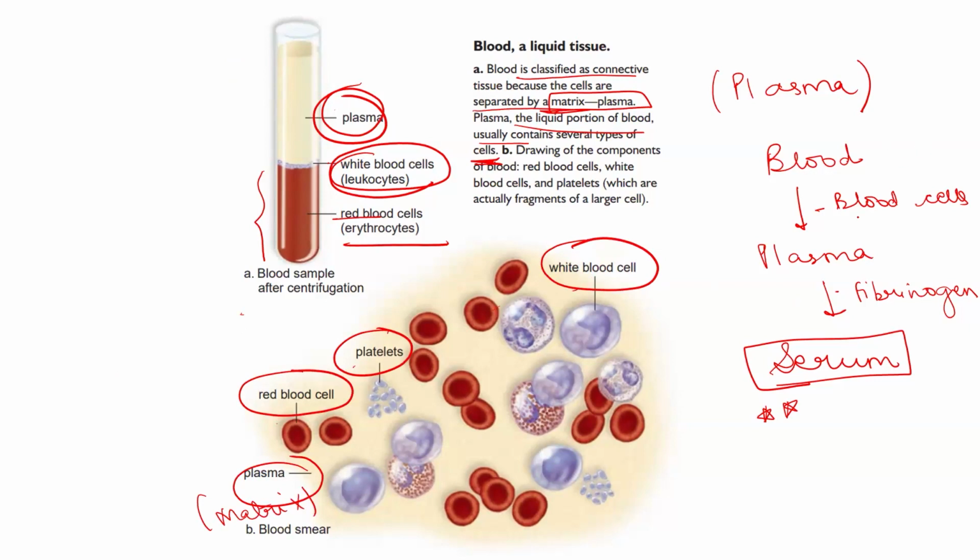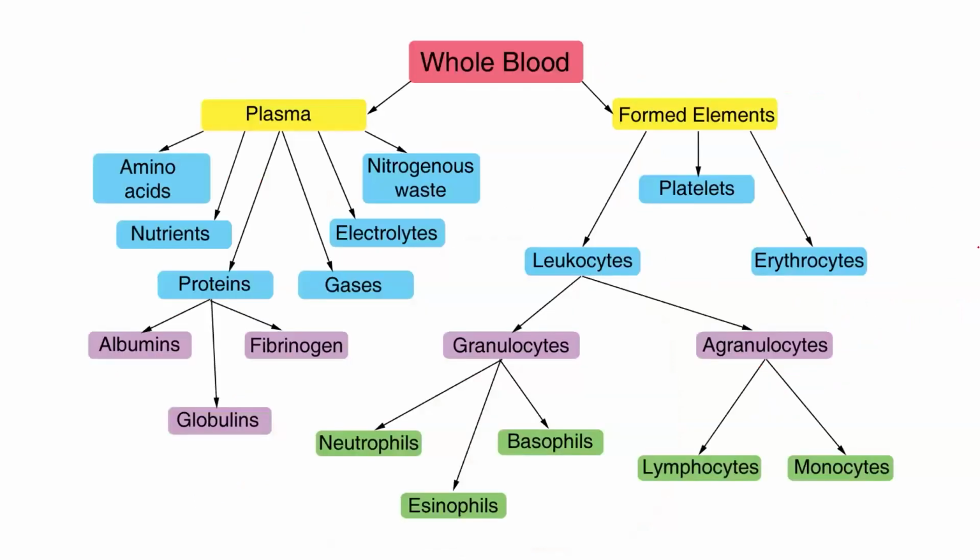So blood minus the blood cells is the plasma, and plasma minus the fibrinogen is the serum. Whole blood consists of plasma, as I mentioned, and the formed elements. Plasma is usually 55%, and the formed elements are 45%. So blood is mostly liquid in nature due to the presence of plasma.